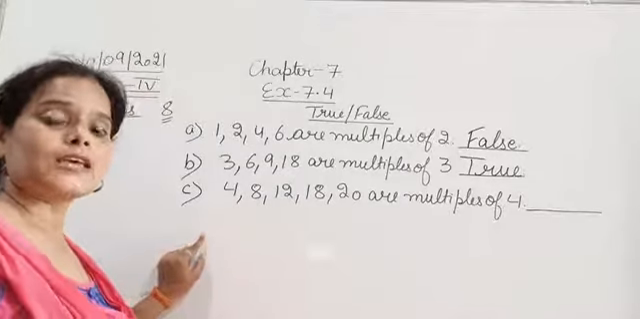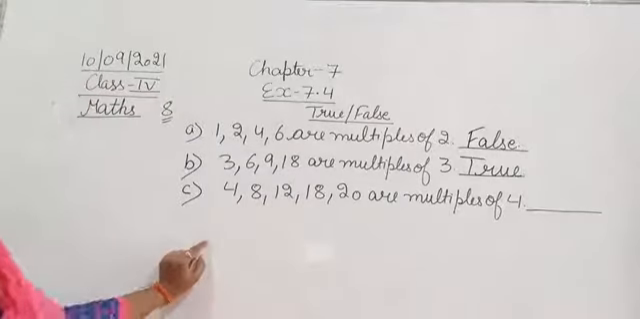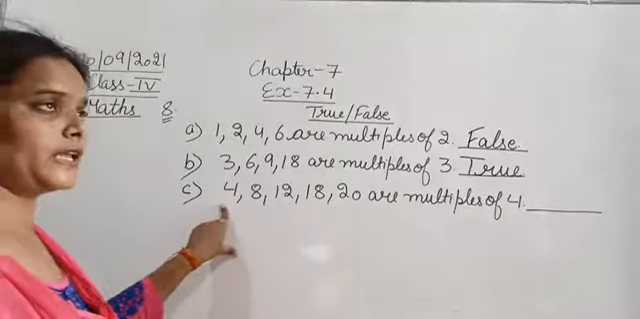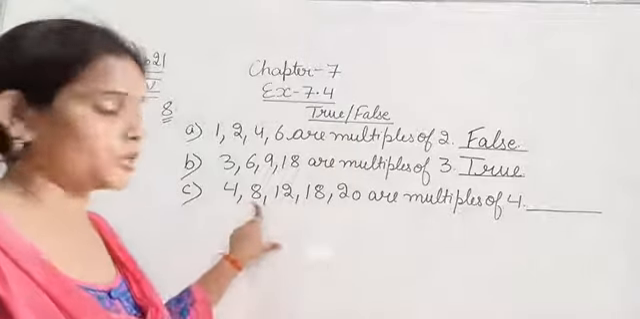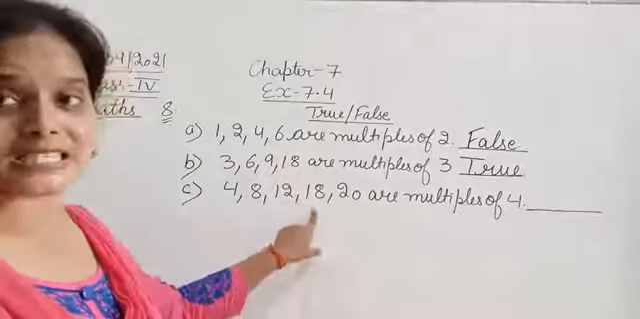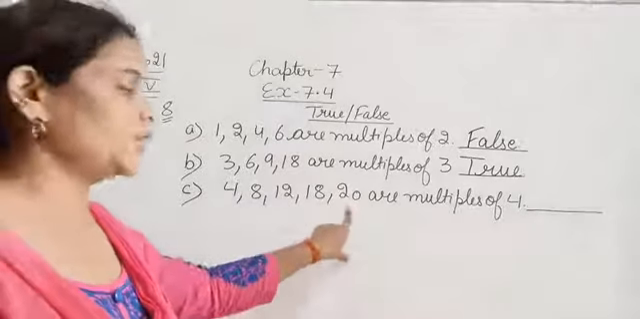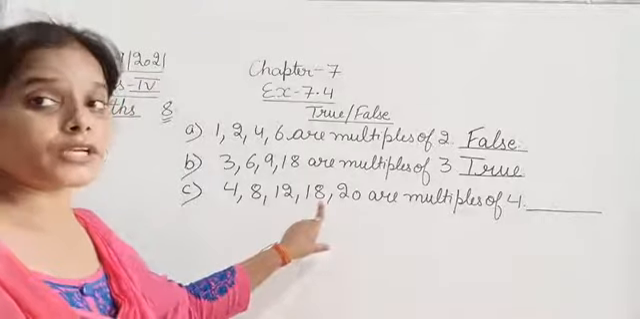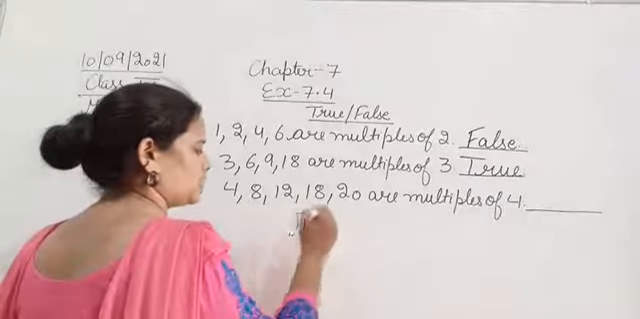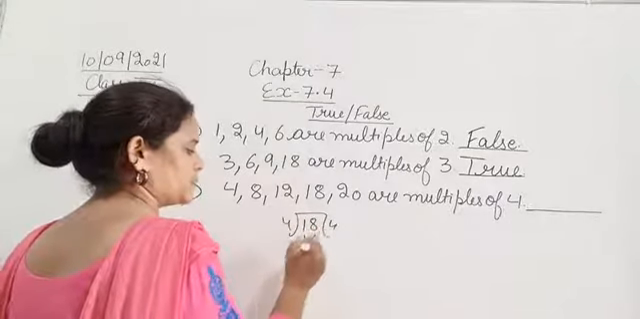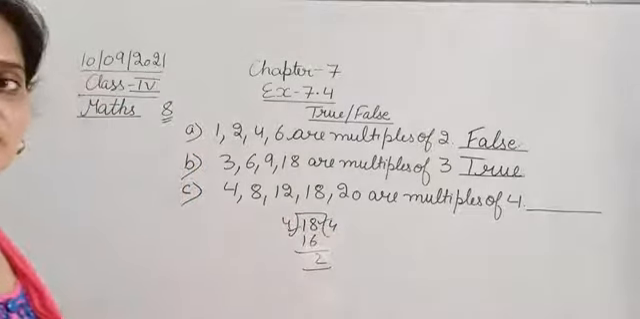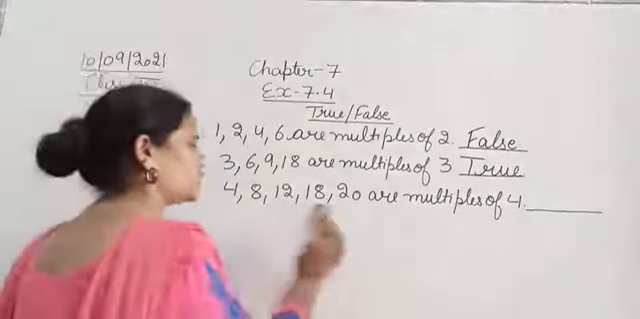But the next, most important thing that you have to see is whether they all come in the table of 4. Kya ye 4 ke table mein aate hain, or they are completely divisible by 4. So 4 1s are 4, 4 2s are 8, 4 3s are 12, 4 4s are 16, and 4 5s are 20. So 18 is not completely divisible by 4. So that means 18 is not the multiple of 4, but 4, 8, 12 and 20, they are the multiples of 4.